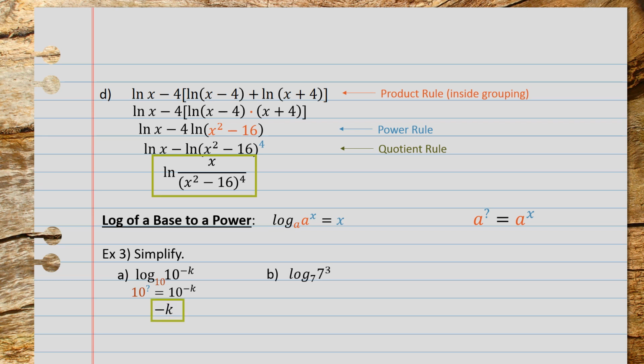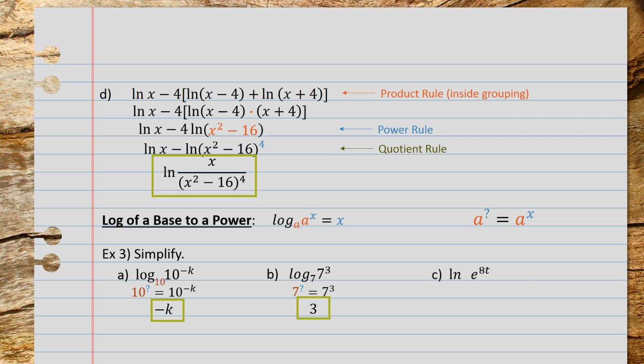For b, we have log base 7 of 7 to the 3rd power. Again, to really understand this, let's rewrite this as an exponent. My base, or sunken down number, raised to some power gives me 7 to the 3rd power. What would be that power? Well, that would be 3.